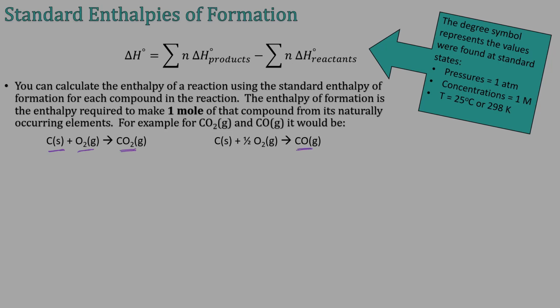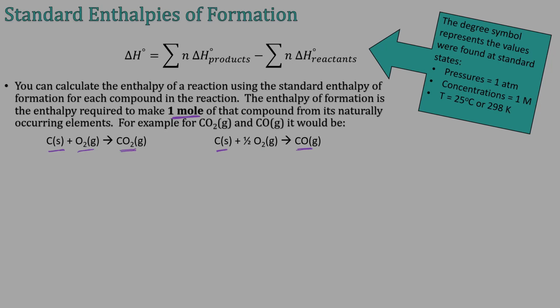And for carbon monoxide, it would be carbon solid and half a mole of O2 because it's only for 1 mole of it. So you wouldn't balance the reaction to give you 2 COs so that you have 1 whole O2. It would be half an O2 to give you 1 CO.